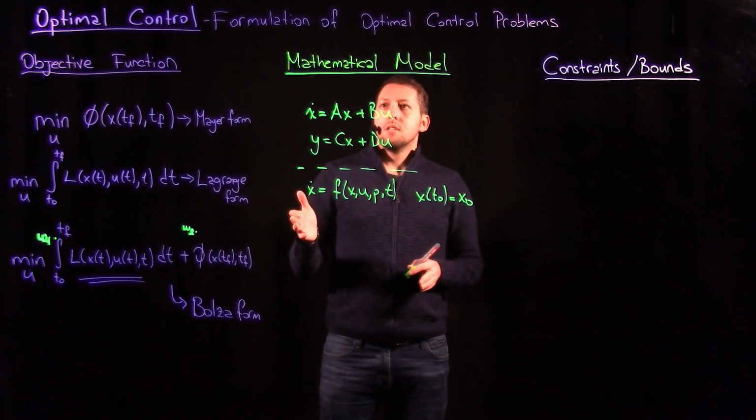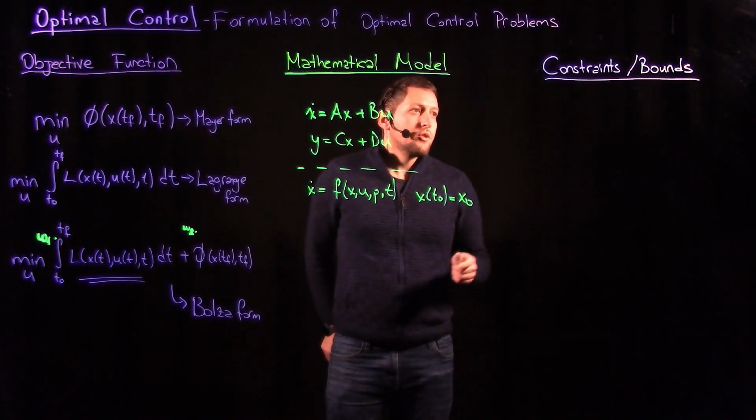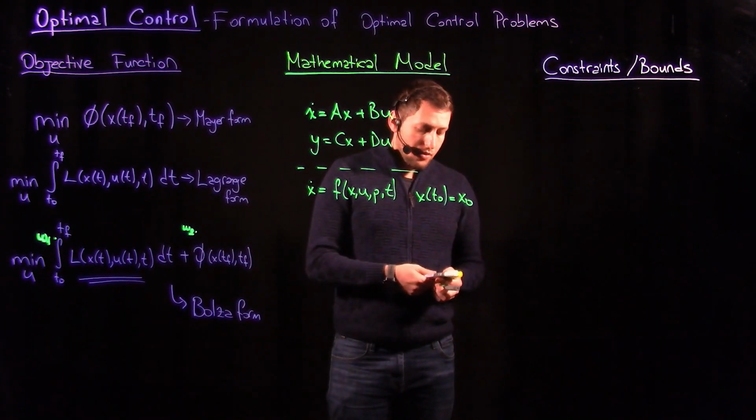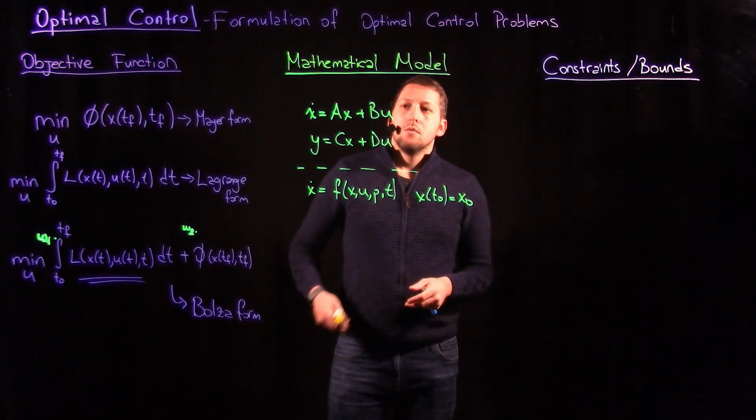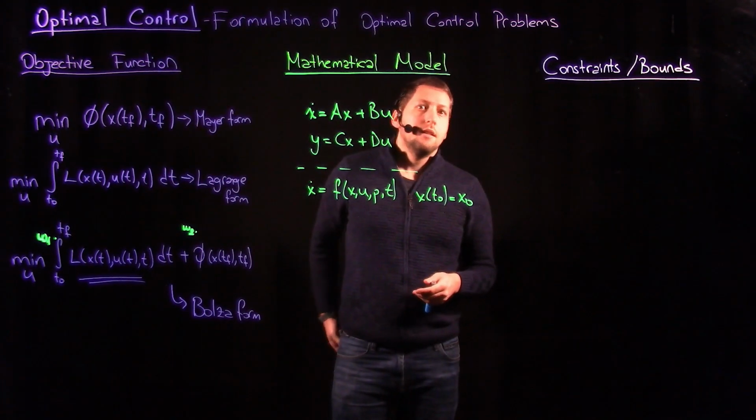Then this brings us to the final point, which is the constraints and bounds. This is also quite an important aspect, because we don't have, let's say, infinite resources.